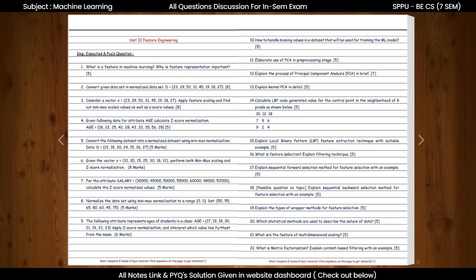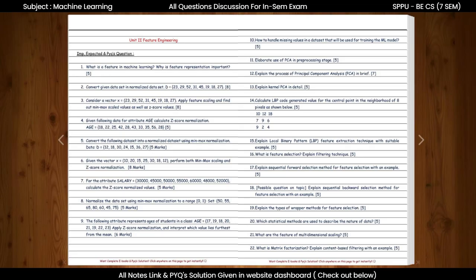Now let's move on to our next important topic, feature scaling of a vector. From this topic, we can expect questions like, consider a vector x equals 23, 29, 52, 31, 45, 19, 18, 27. Apply feature scaling and find out min-max scaled values as well as Z-score values.